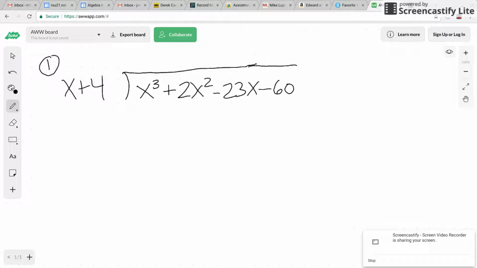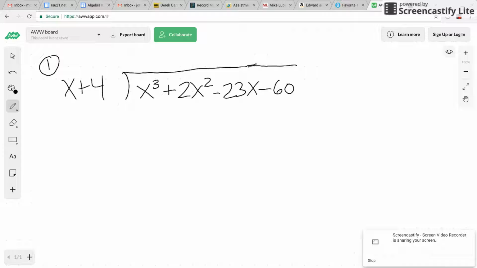Okay, so this is question 1, and the directions say to factor each polynomial completely using the given factor and long division. So you can see I've already set up the cubic polynomial underneath the division symbol, and then I have the x plus 4, which is the linear binomial on the left. That's what we're dividing by.